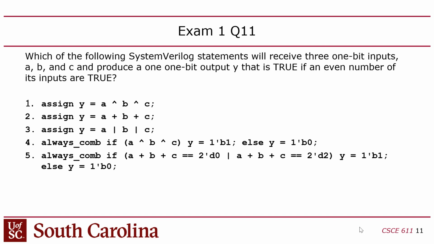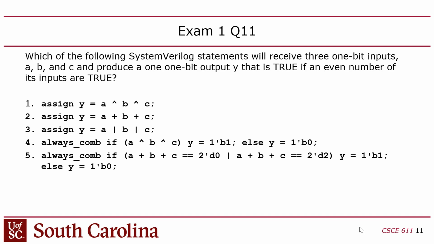This one is also an odd number, right? If A XOR B XOR C, right? And this one says if A plus B plus C. In this case, I'm adding 3 1-bits up and comparing it to a 2-bit value, which is okay. You can do that. So this is basically saying if they're all 0 or if the sum is 2, then this would be for an even number, right?